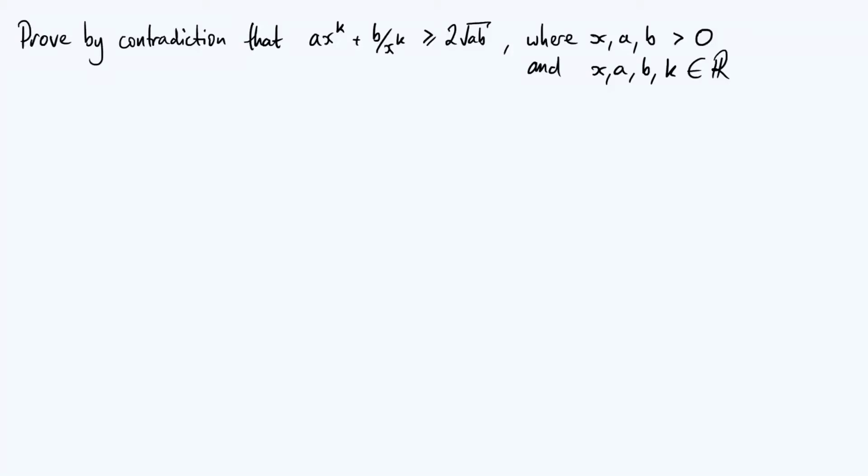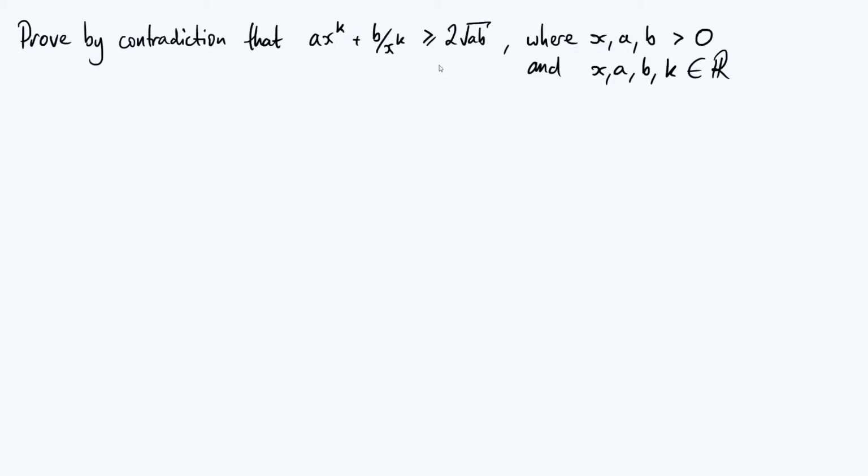Hello, in this video we're going to do a quick proof by contradiction of the statement that ax to the k plus b over x to the k is bigger than or equal to 2 root ab, where in this statement all of the parameters x, a, b, and k are real numbers, and also x, a, and b are going to be positive real numbers.